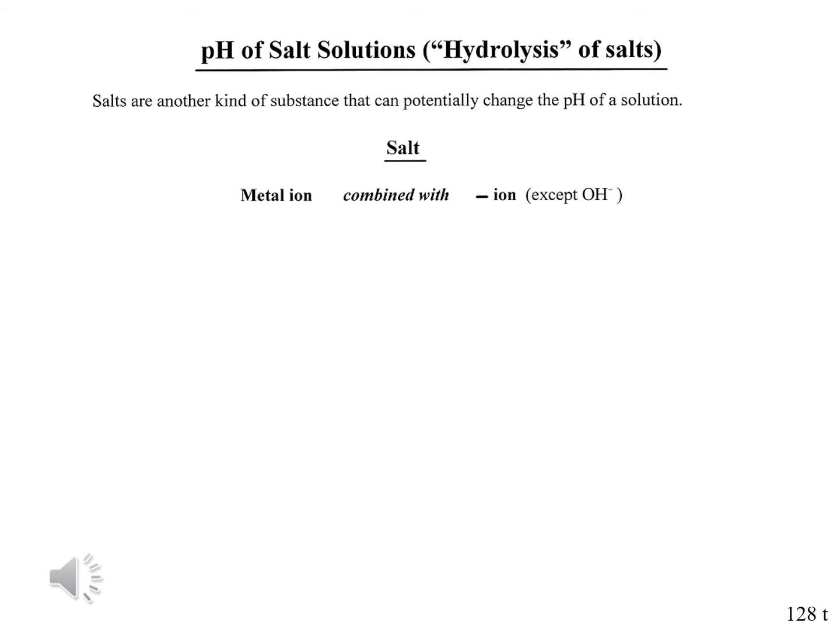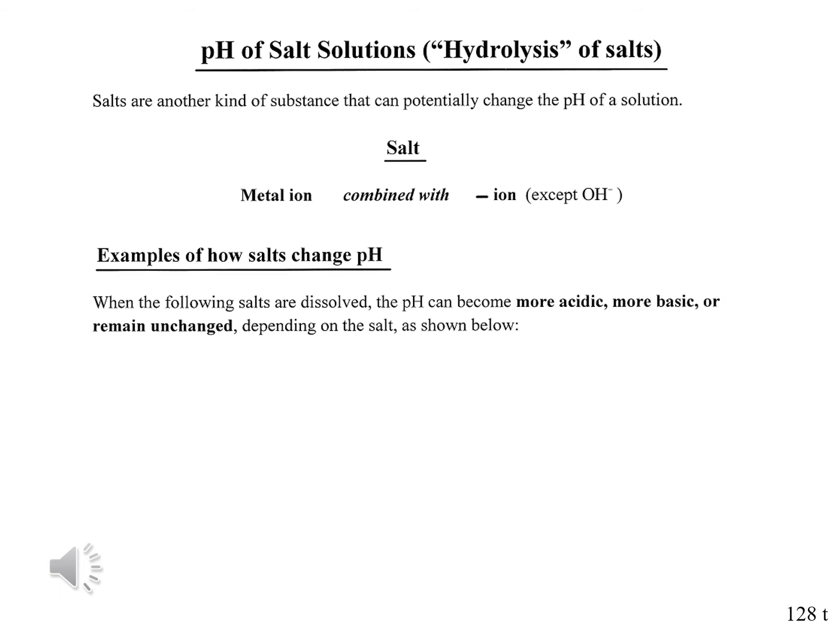If you remember what we said, a salt is really any ionic compound. A metal ion plus any negative ion except OH, if it's OH, that makes it a base. You might not think that these would even change the pH because they're a salt. They're not either an acid or a base. But I want to show you some evidence that they do change the pH.